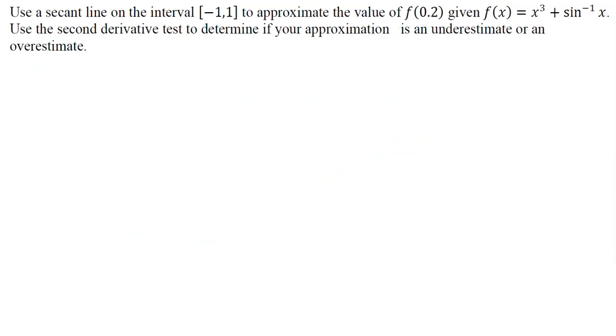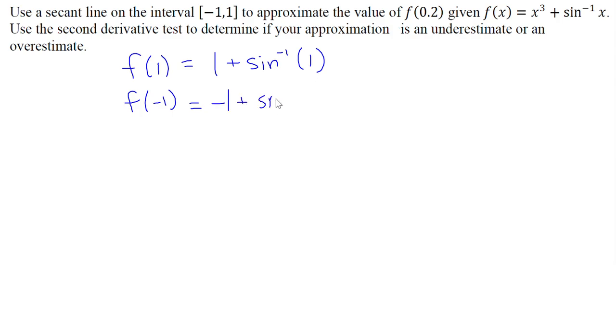All right, and here's our last one. We're going to use a secant line on the interval from negative 1 to 1 to approximate the value of f of 0.2 for f(x) equals x cubed plus the inverse sine of x. So first off, we need to evaluate f of 1 and f of negative 1. So f of 1 is going to be 1 plus the inverse sine of 1. And f of negative 1 is going to be negative 1 plus the inverse sine of negative 1.